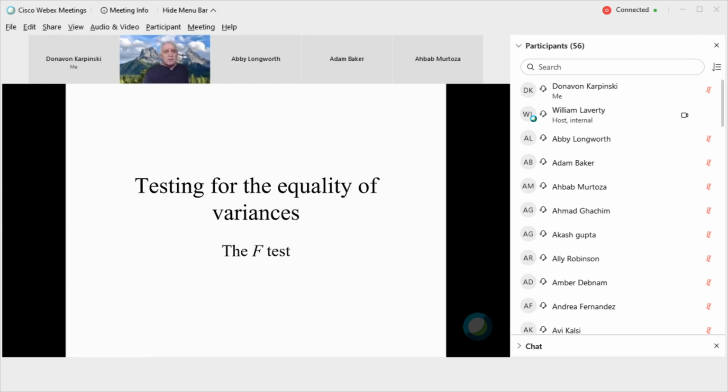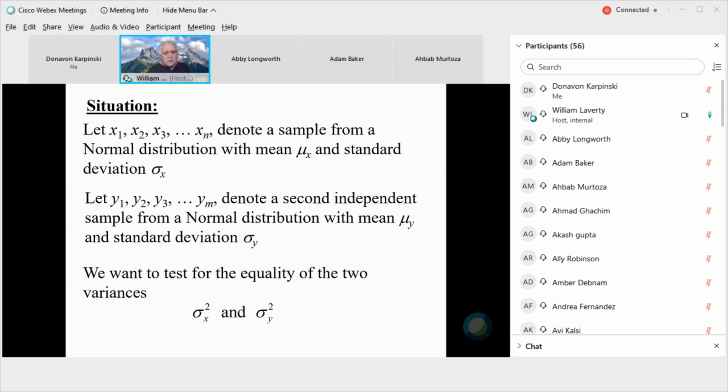Testing the equality of variances. The test is called the F-test. So you have two populations. We have a sample from one of the populations, that's the X values, and a sample from the other population, the Y values. They're differing in both mean and variance. They're possibly equal. We want to test now whether the two variances are equal.